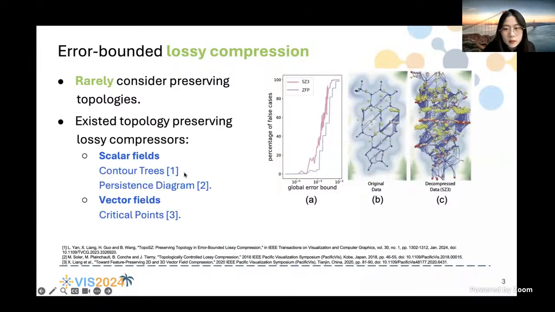Existing topology-preserving lossy compressors have considered preserving topologies like contour trees and persistence diagrams in the scalar fields, and also the critical points in the vector fields. As for our work, we're targeting a completely different topological descriptor, which is the piecewise linear Morse-Smale segmentation, or PLMSS in short.